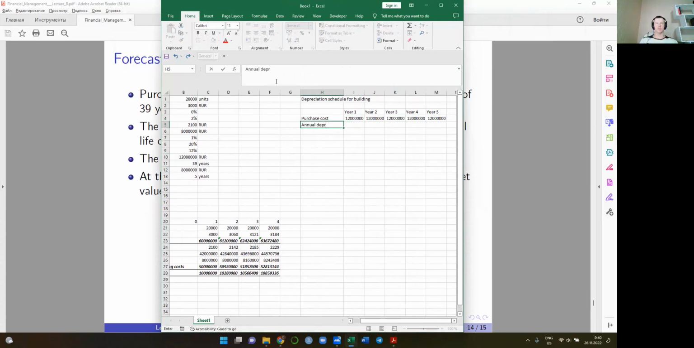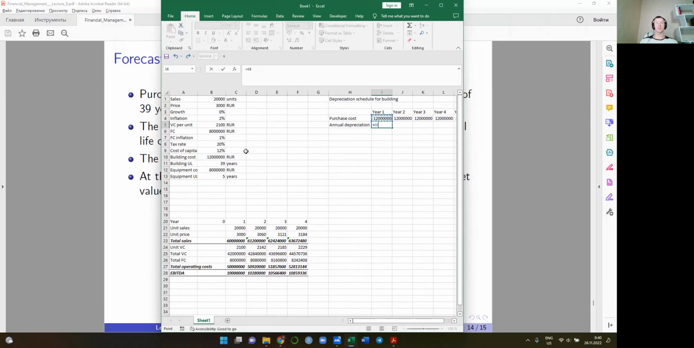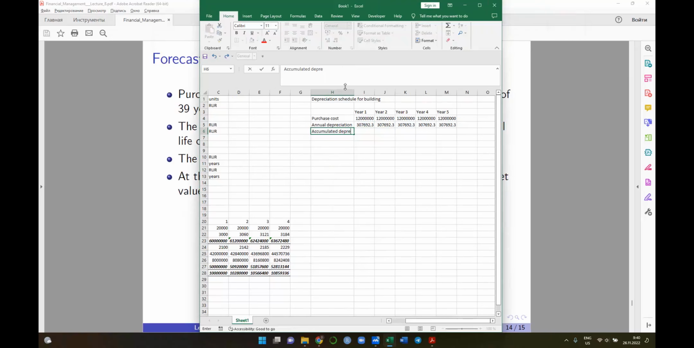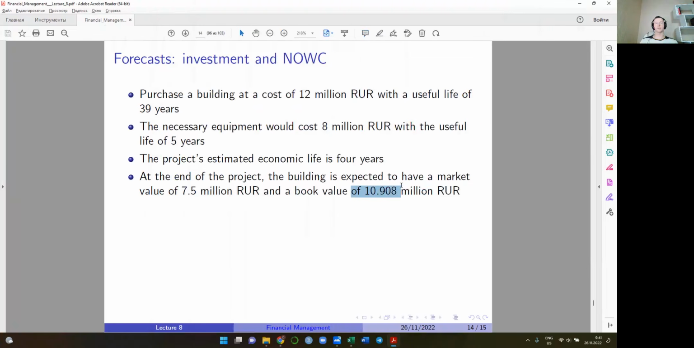Then annual depreciation. Annual depreciation can be calculated as the purchase cost divided by the useful life of the equipment, 39. So the annual depreciation is going to be all the time, every time the same, like this. Now accumulated depreciation. So accumulated means that we need to sum this depreciation with all the previous depreciations computed. And finally, there is a book value. The book value that you will see in the balance sheet of a company. So this is the purchase cost minus accumulated depreciation.